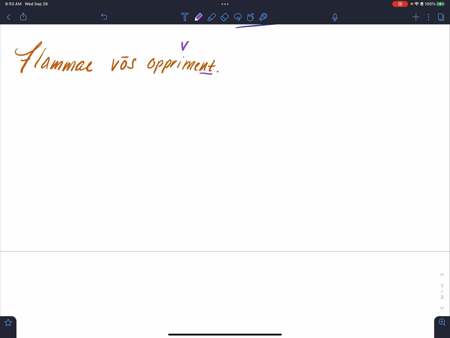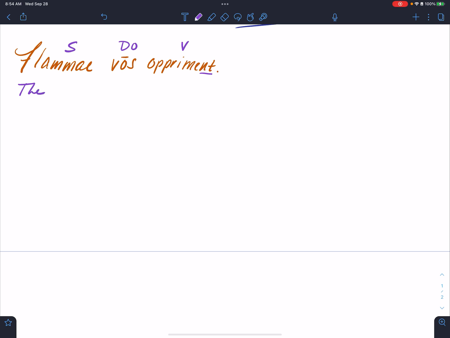But if the flames were the direct object, how would this form change? Flammae. Flammas. Right, flammas. Okay, so this has to be our subject. Right, vos could be either subject or direct object. We're using context here to help us figure that out.